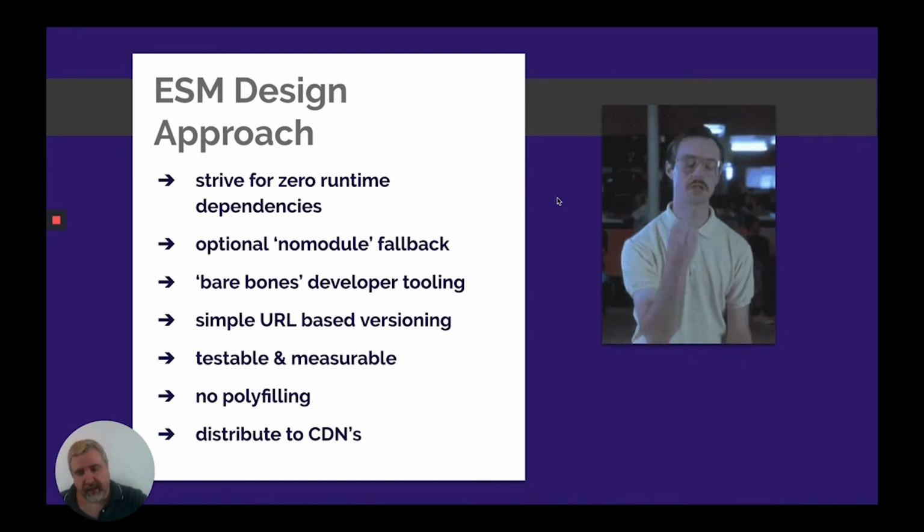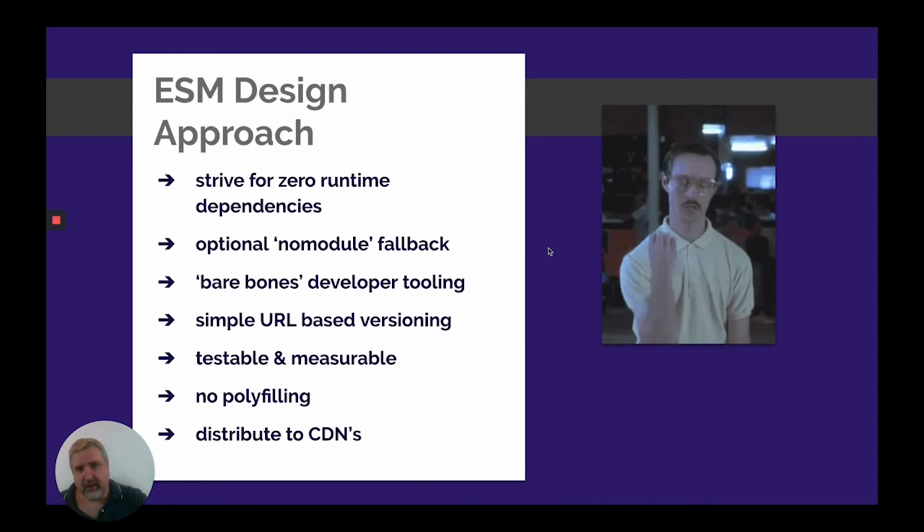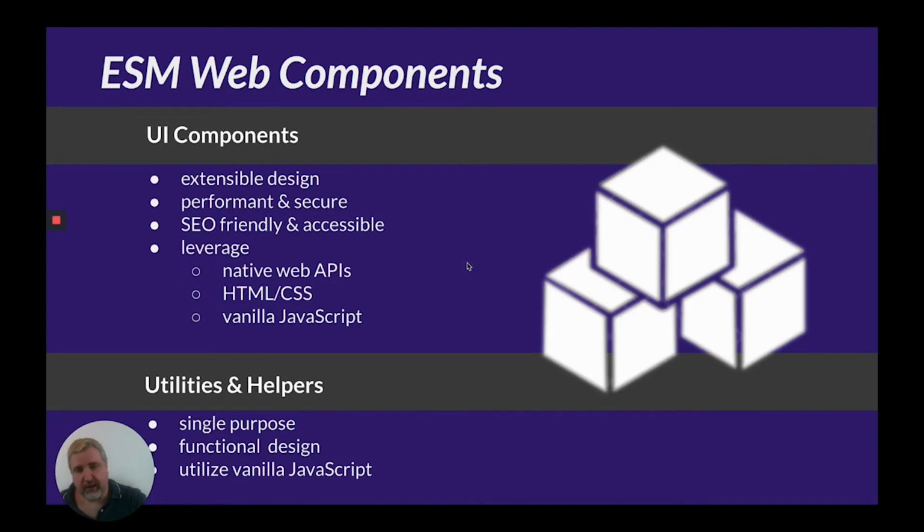No polyfilling, that's for the app that uses this to decide. And also, we're going to distribute to CDNs. And in our case, via NPM, unfortunately, but it's the easiest way in this case for this demo. And I'll talk about other ways to do it. So we're going to build out UI components with extensible design, performant and secure, SEO friendly, accessible. We're going to leverage native web APIs, HTML and CSS, vanilla JavaScript. Our utilities and helpers are going to have single purpose, hopefully. Functional design so we can test them easier, and they're going to utilize vanilla JavaScript.